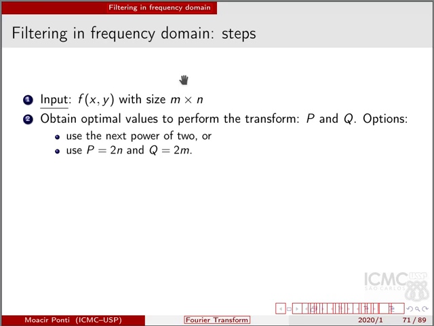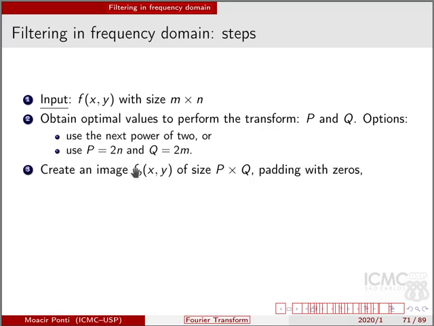We have seen in the filtering case that if we don't pad the image, we are not able to compute values on the border of the image. So what we do first is to obtain optimal values to perform this transform, P and Q. I'm going to show you two options. The first one is to use the next power of 2, which can lead us to a large value. So instead we can use P as the double of the size of n and Q as the double of the size of m.